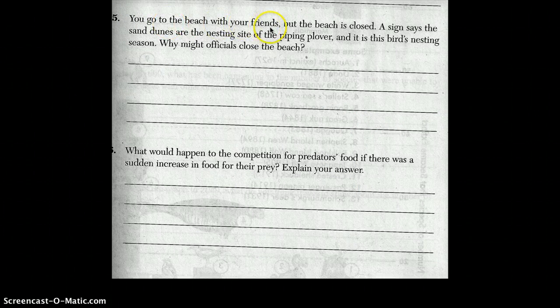Number 5. You go to the beach with your friends, but the beach is closed. A sign says sand dunes are the nesting site of the piping plover, and it's the bird's nesting season. Why might officials close the beach?